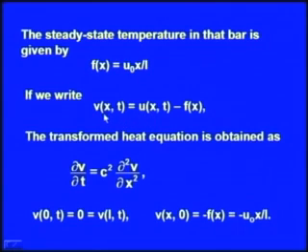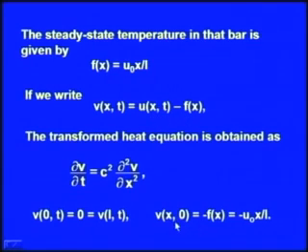The initial condition, we had assumed u(x,0) equal to 0. We had started with the initial temperature being 0. So, here v(x,t) when you put t equal to 0, we get v(x,0) equal to u(x,0) minus f(x).